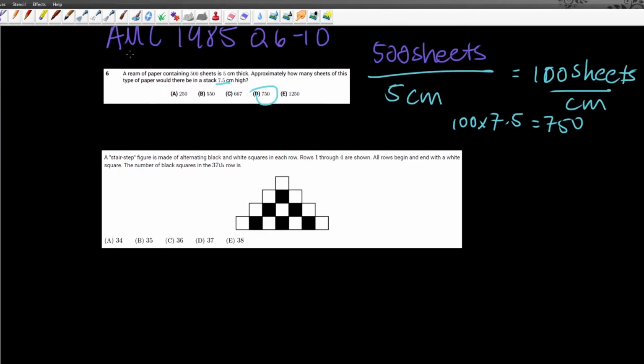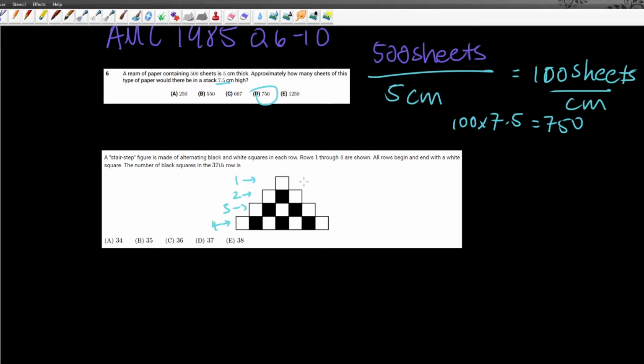A stair-step figure is made of alternating black and white squares in each row. Rows 1 through 4 are shown below. All rows begin and end with a white square. The number of black squares in the 37th row is... So for this question, they give us 4 rows. So this is row 1, this is row 2, this is row 3, and row 4.